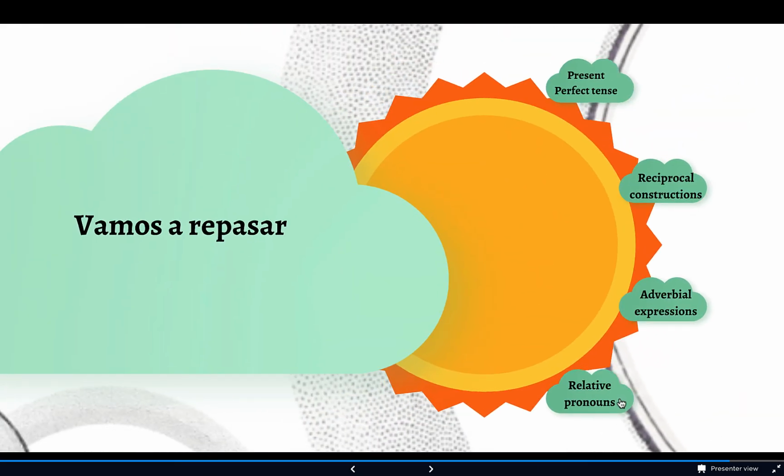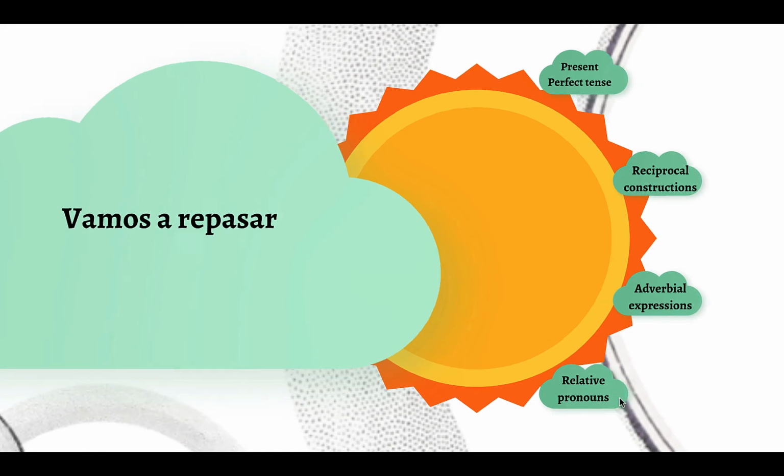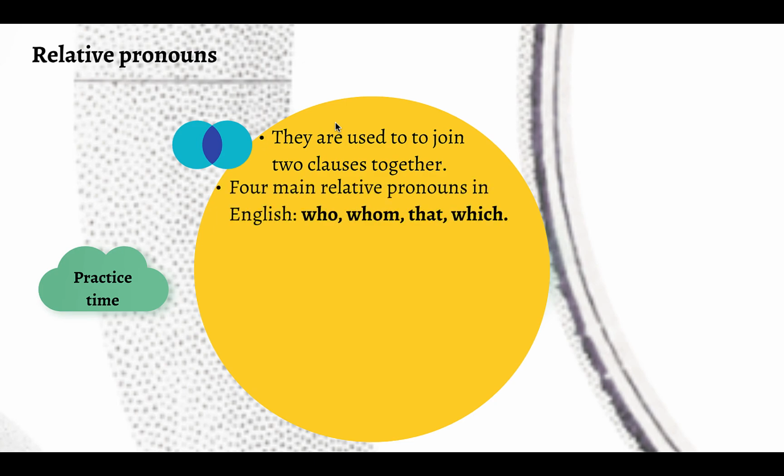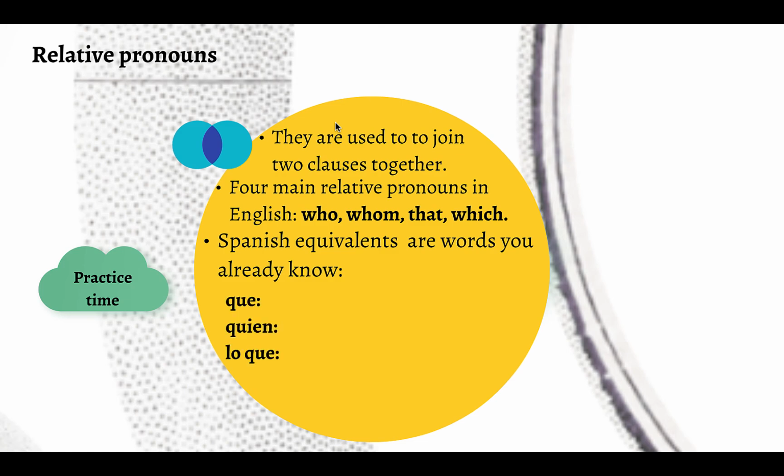Muy bien, y ahora, finalmente, con relative pronouns. Okay, relative pronouns. So they are used to join two clauses together. The four main relative pronouns in English are who, whom, that, which. Y en español, ¿cuáles son? Do you know the equivalent words in Spanish for them? Que, quién, y lo que.